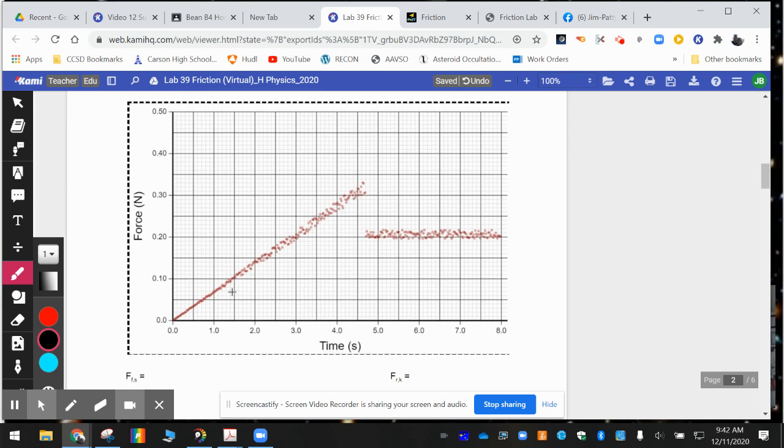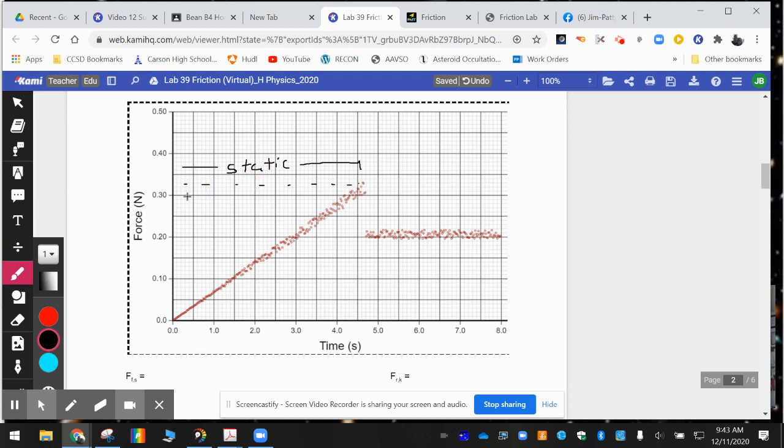Take a look at this part here. This is called the static region. This is when it was not moving. Static region goes from here all the way to here. This is when it was not moving. Now, you guys see this top point right here? That's the maximum. So take a look at that, and I'm going to go ahead and go all the way over here.